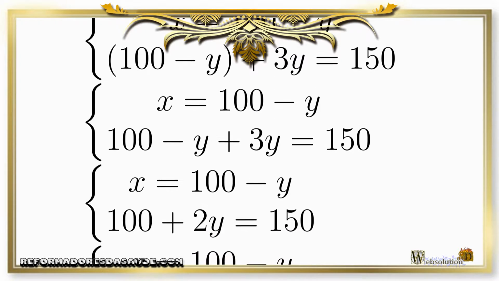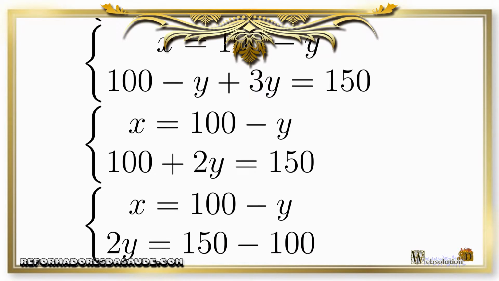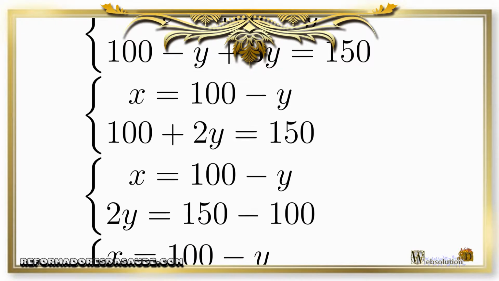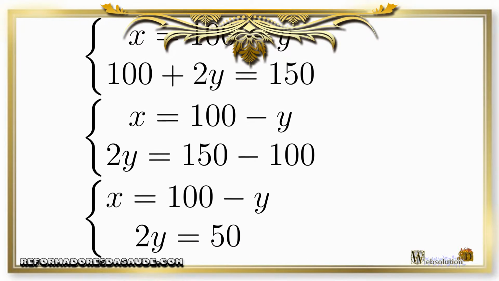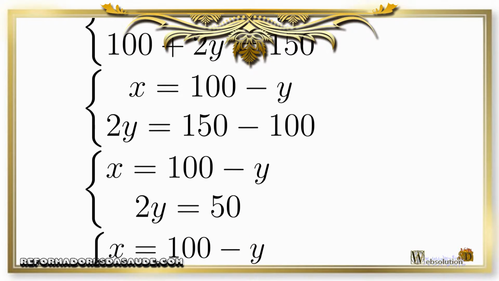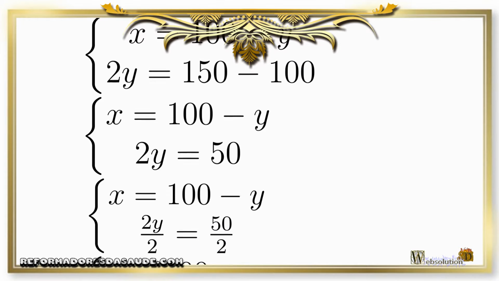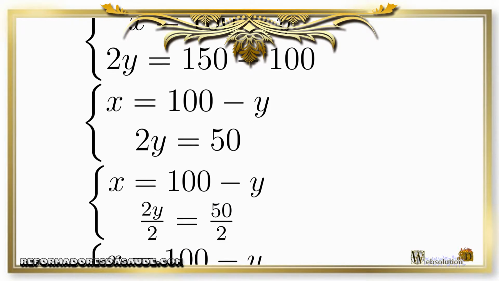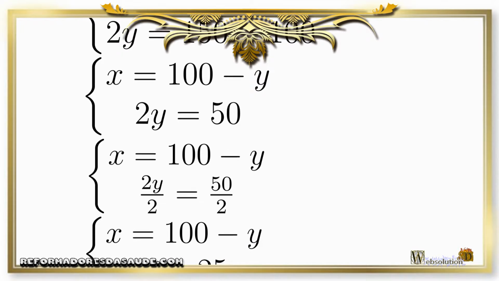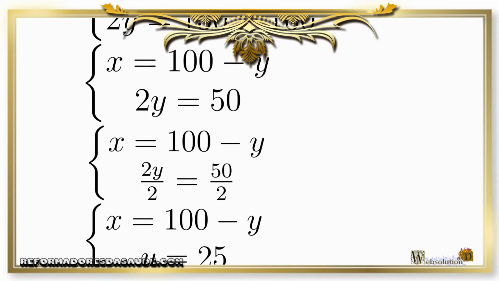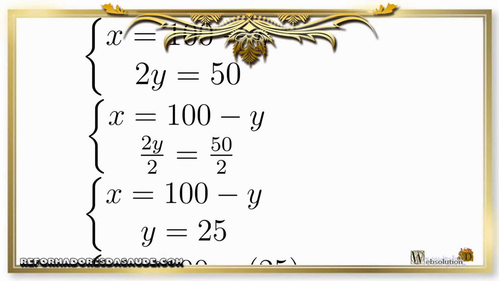We can solve. 3Y minus Y is equal to 2Y, and 100 we can put after the equal by changing the sign. So we have 2Y equal to 150 minus 100, which gives 2Y equal to 50. We can divide by 2, and so we have Y is equal to 25, which tells us that the attendant earns 25 currency units.